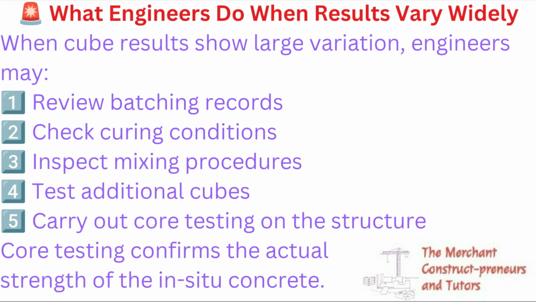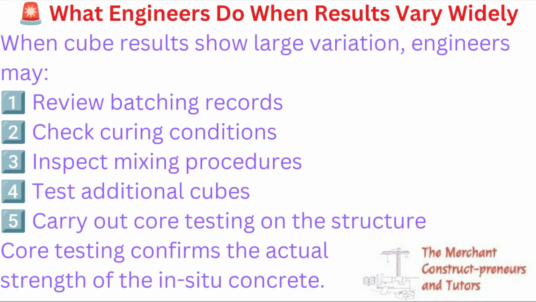So you see that there are so many things to do apart from just collecting your test results and then interpreting them. You need to know what next. Am I to review the batching records? Am I to check curing conditions, if it is properly cured? Inspect the mixing procedures, maybe tell them to carry out the trial mix again in your presence, test additional cubes, or core that particular portion. You get?